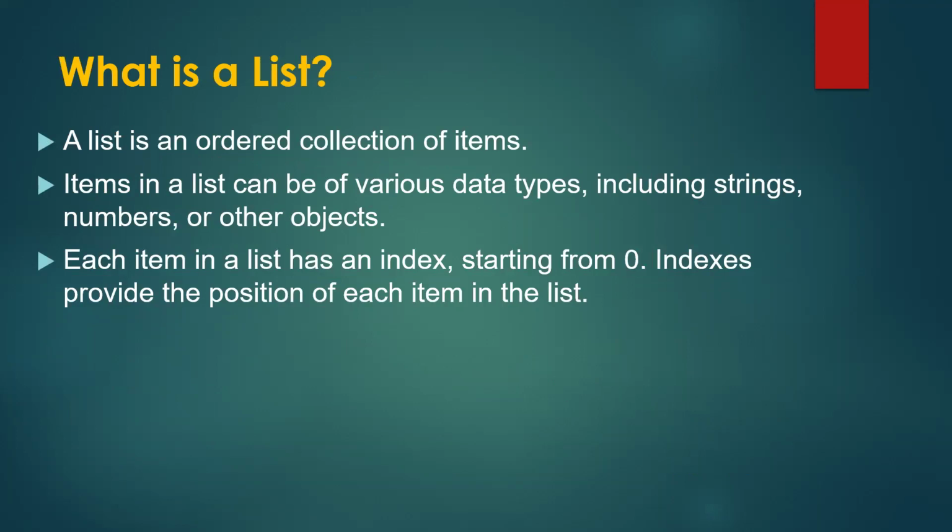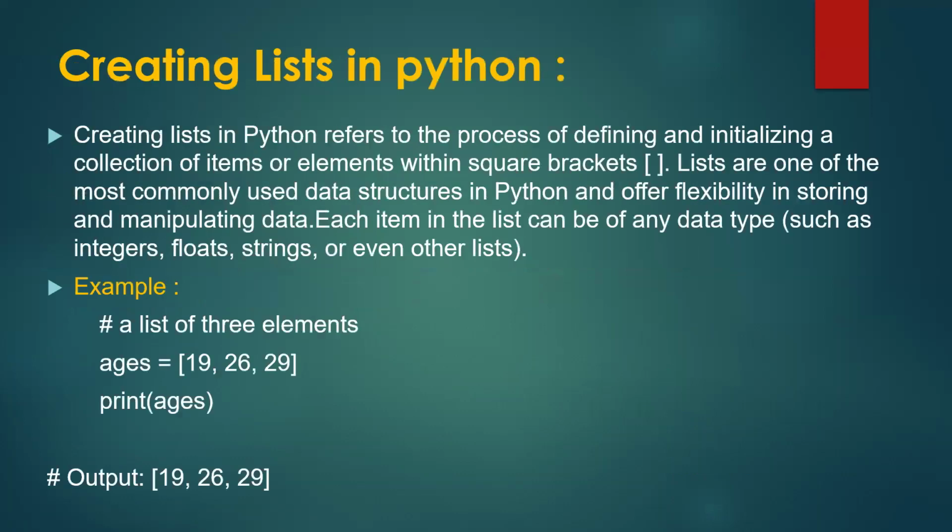Next is, what is a list? A list is an ordered collection of items. The items in a list can be various data types, including strings, numbers, or other objects. And each item in the list has an index starting from zero, which provides the position of each element in the list.